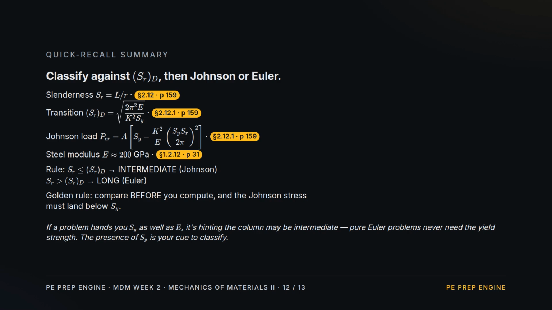Quick recall. Slenderness is length over radius of gyration. The transition slenderness carries stiffness, yield, and the n factor under a radical. Johnson's load is the area times yield minus a squared buckling penalty. The rule: at or below the transition, it's intermediate, and Johnson governs. Above it, it's long, and Euler governs. Golden rule: compare before you compute, and the Johnson stress must land below yield.